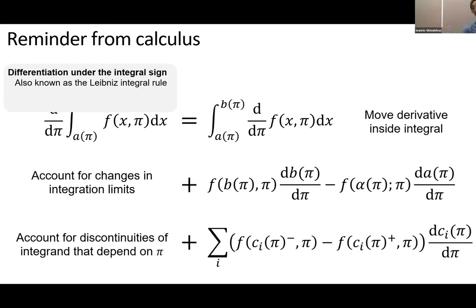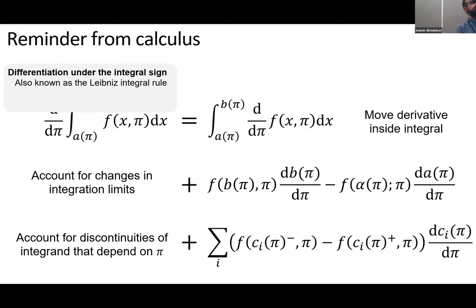And lastly, there is an extra term over here. If my function f is discontinuous anywhere between a and b, and this discontinuity depends on the parameter pi that I'm differentiating with respect to, I also need to include that there. You cannot forget about that, it's very important.